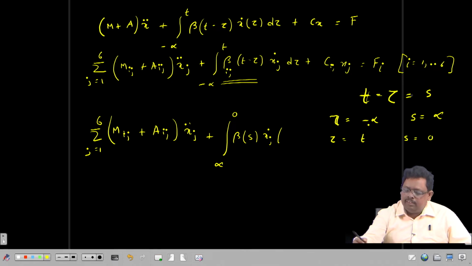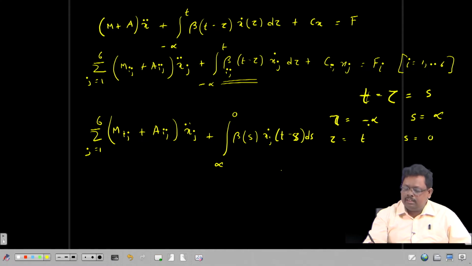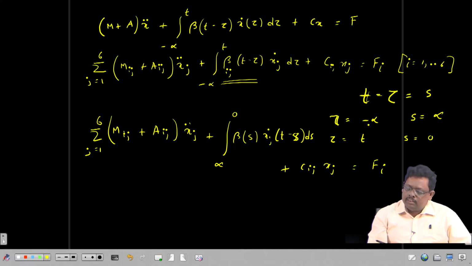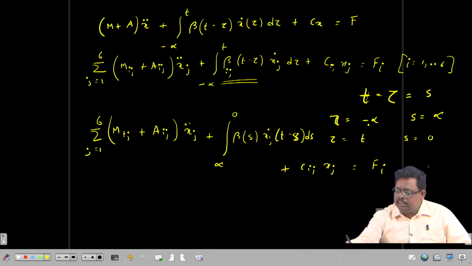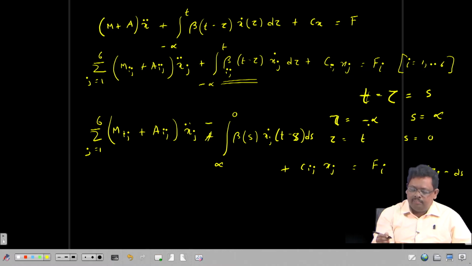Now tau becomes t minus s, so x dot j is evaluated at t minus s, with ds, plus C I j x j is equal to f of I. Also here d tau equals minus of d s. Therefore, here instead of the plus sign we have the minus sign.